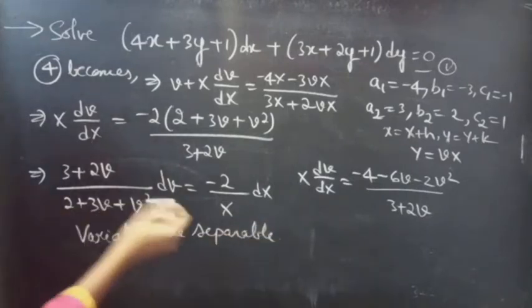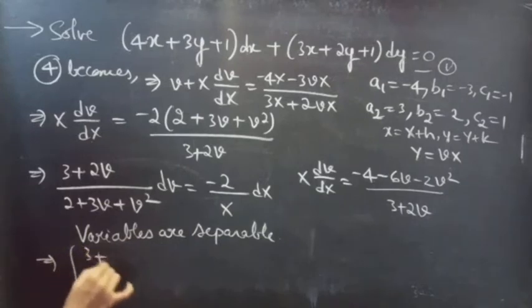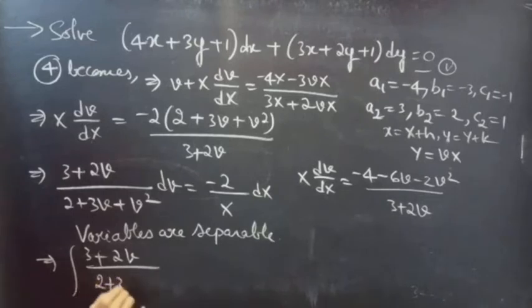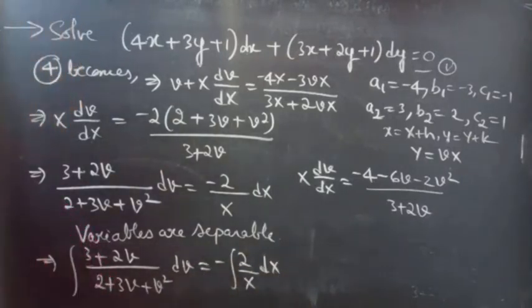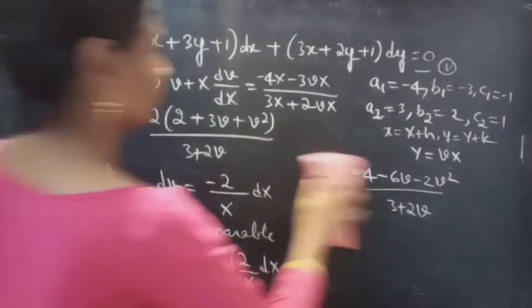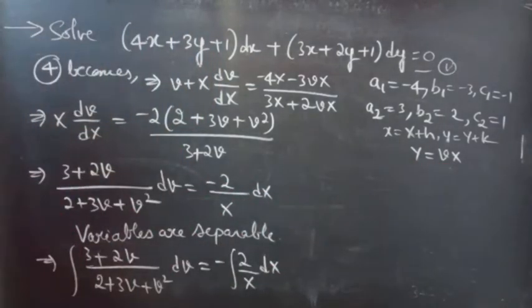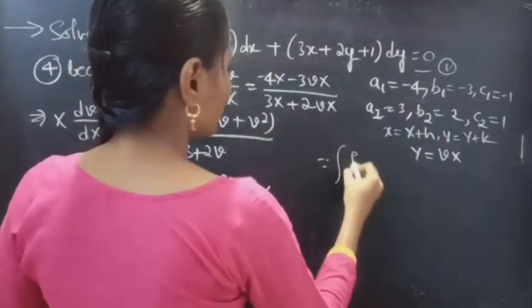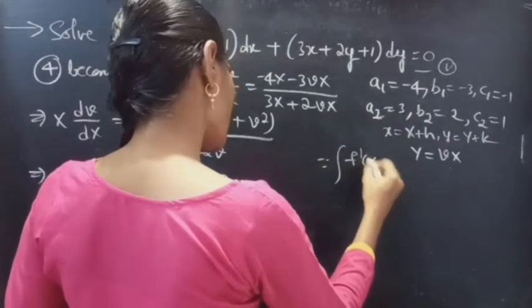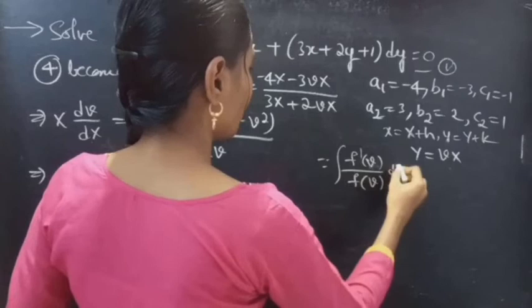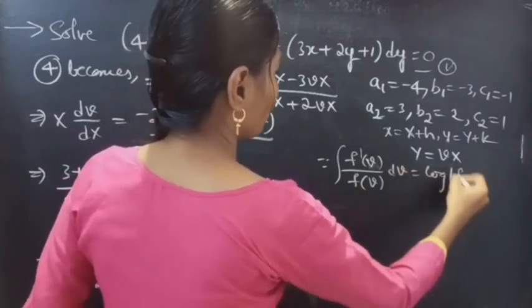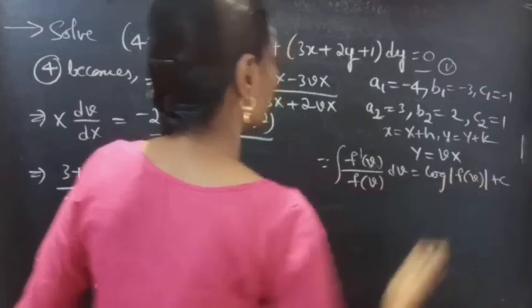Now we can integrate on both sides. Integral (3 plus 2v) by (2 plus 3v plus v square) dv equals to minus integral 2 by x dx. Since we know that integral f dash of v by f of v dv equals to log mod f of v plus integral constant c.